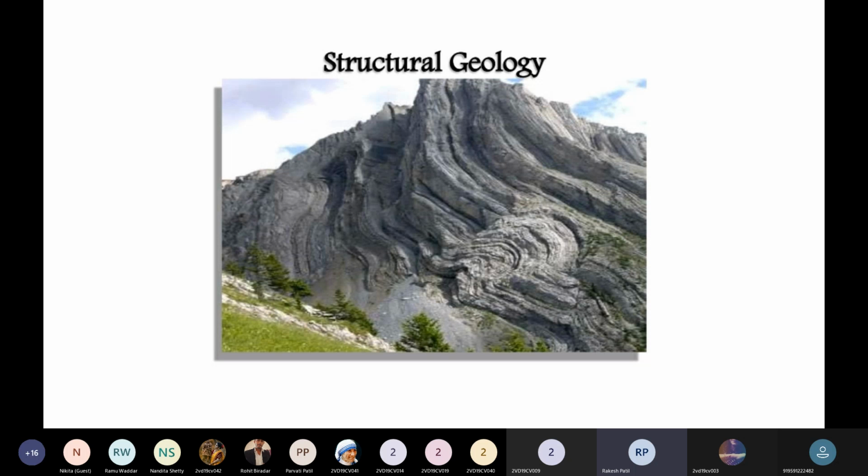Say for example, take a horizontal rock layer, then start applying force from both sides. What will happen? If the rock has sufficient strength, it will bend. Or else, if strength is not there, cracks will develop. So this is called structural geology. Due to stress and strain, this particular rock attitude will change. Rock attitude changes means the behavior of the rock will change. Then what will happen?